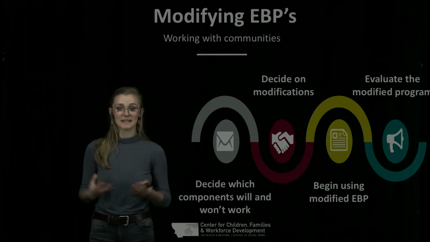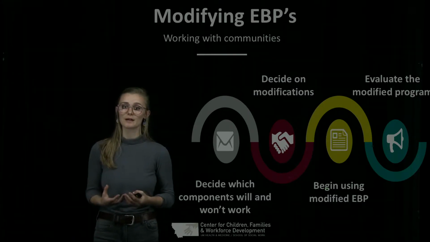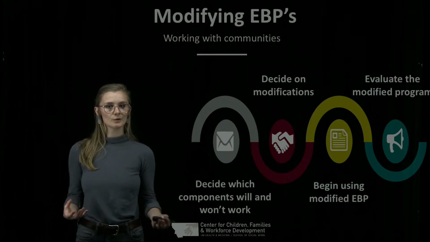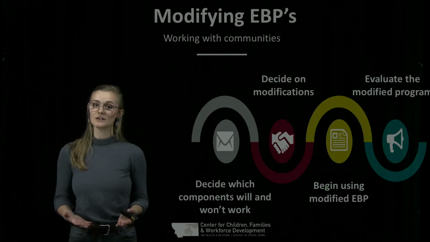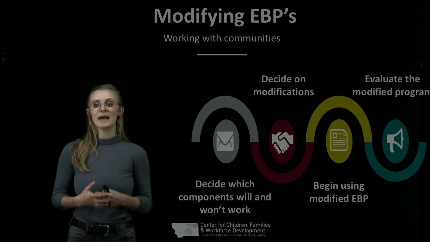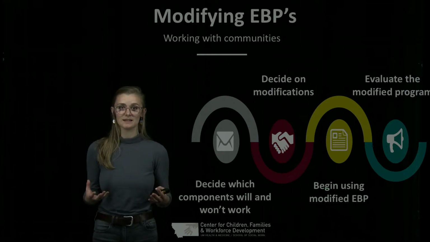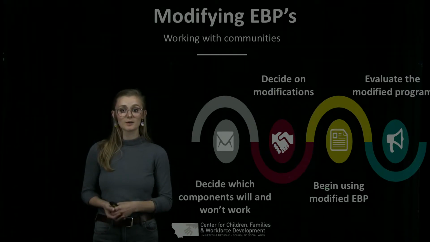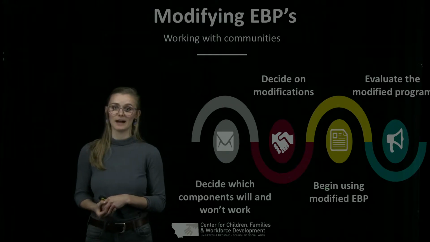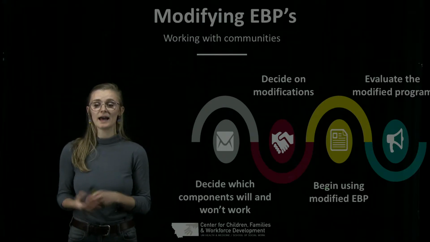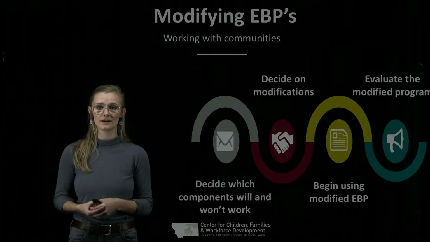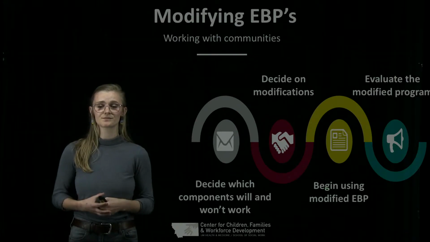Decide together which components of the program seem like they would work or wouldn't work. Decide on modifications you may want to make. And begin using the modified EBT, and always remember to evaluate it and see if it is making the impact that you hoped it would, and whether the people you are hoping to serve feel served better.